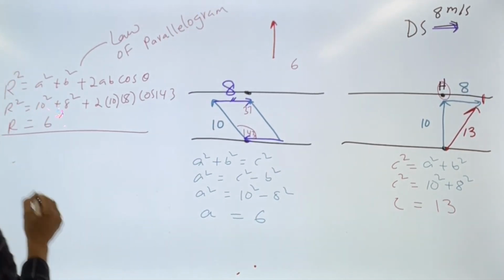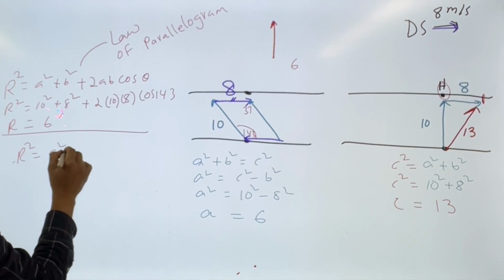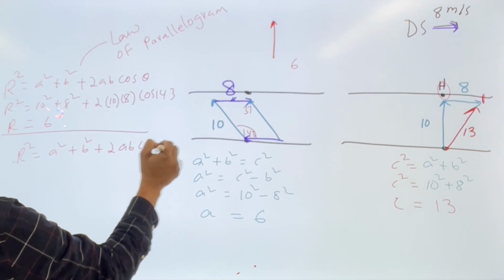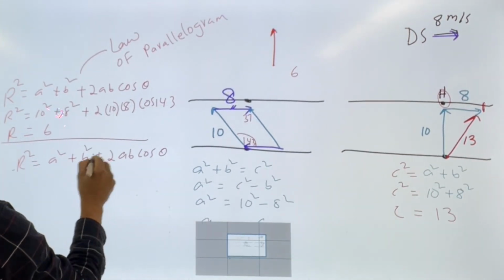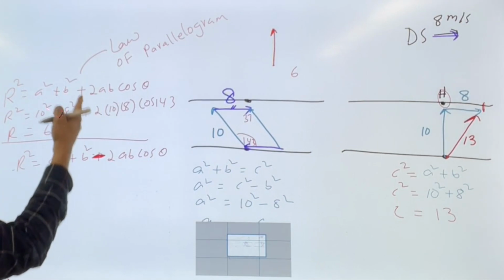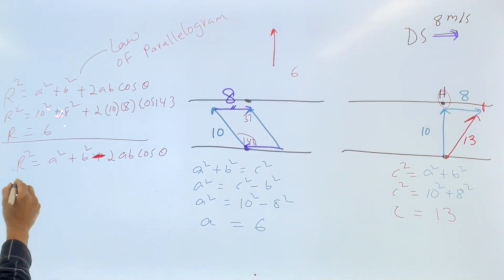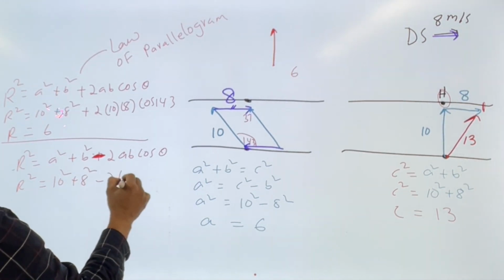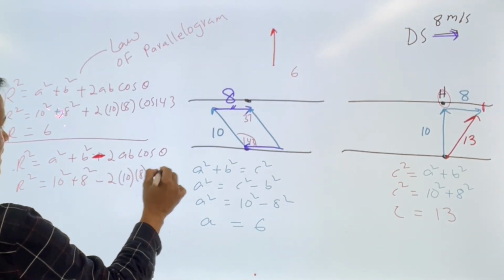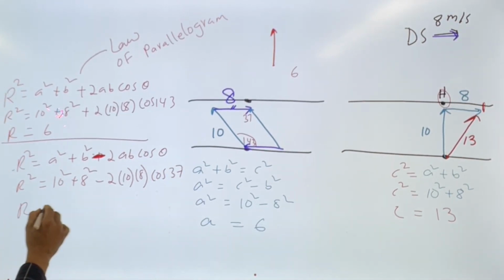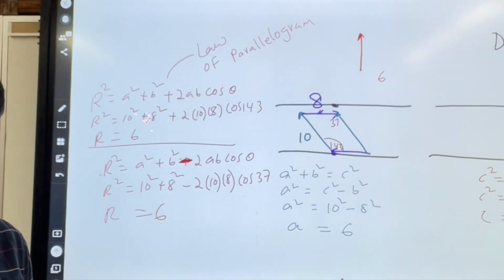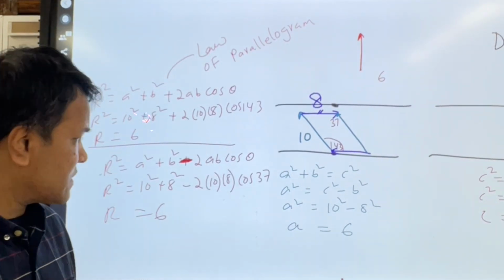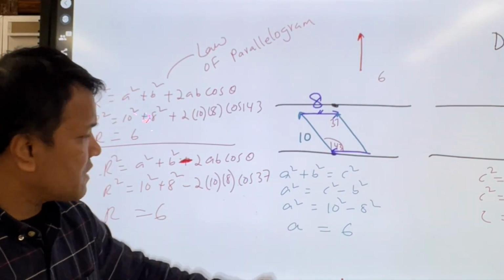Law of cosine, r squared is equal to a squared plus b squared plus 2ab cosine angle, but make sure it is negative. I want to put more emphasis on this one. I put positive just so that I gain your attention. So r squared is equal to a squared is 10 squared plus 8 squared minus 2, 10, 8. And cosine now, of course, 37, so r is 6. So there are multiple ways of doing the vector subtraction, but Pythagorean theorem is the easiest way.